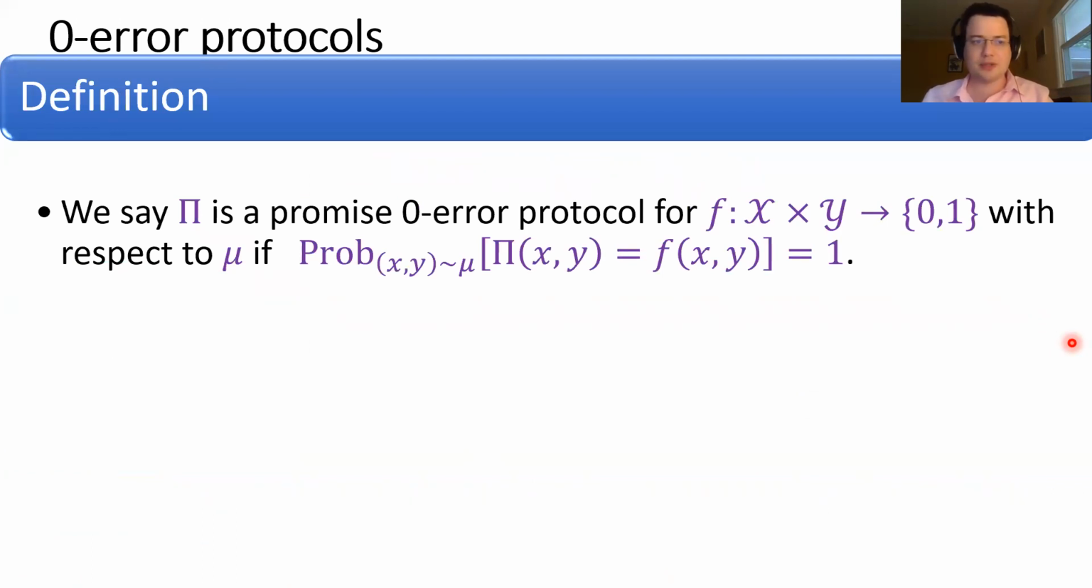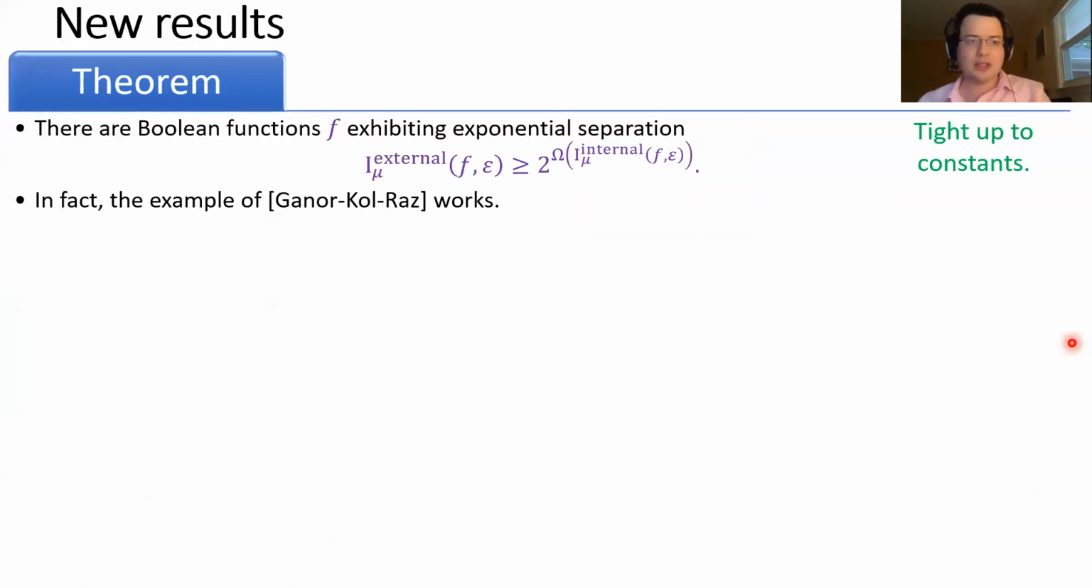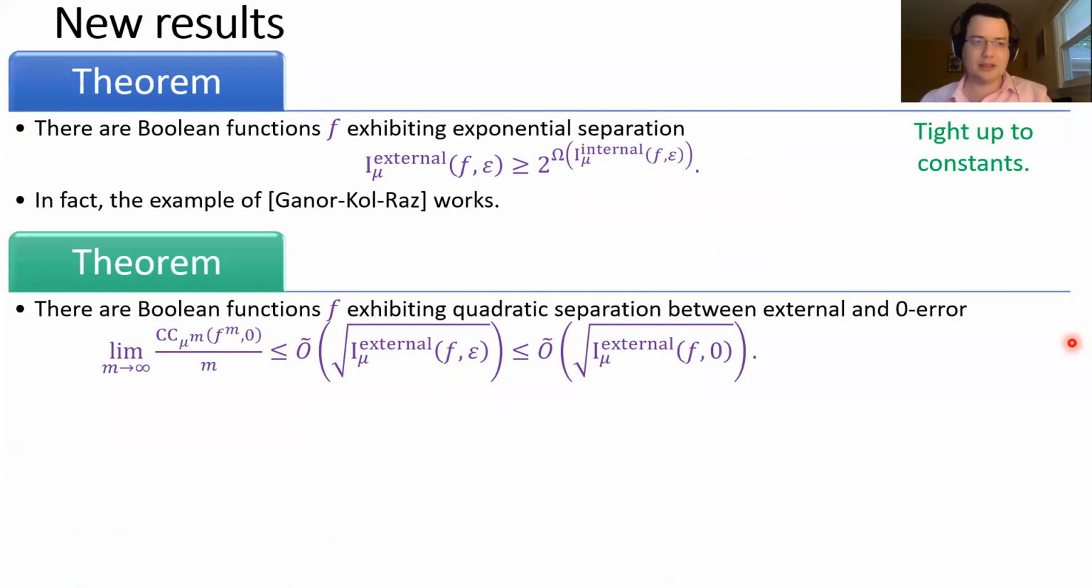But it actually turns out to be false. An earlier work from about 5 years ago by Kolmaran, Spilke, and Yudaev showed that under the promise formulation, the conjecture is false. Note that under the promise formulation, it's easier to have low amortized communication complexity, so it's easier to falsify the conjecture. And today, in this paper, we actually show that the conjecture is false in general.